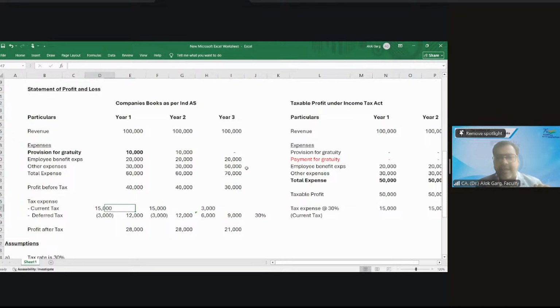So हमने क्या किया यहाँ पे? Current tax we have computed at income tax provisions, right? So your current tax provision will come from the income tax computation. It will come from the income tax return, and your deferred tax, where will it come from? It will come from the temporary differences.